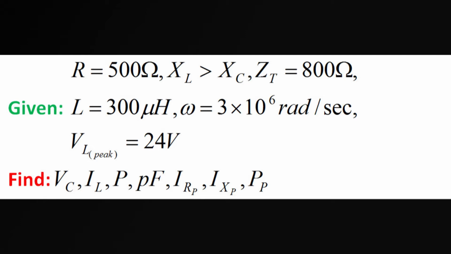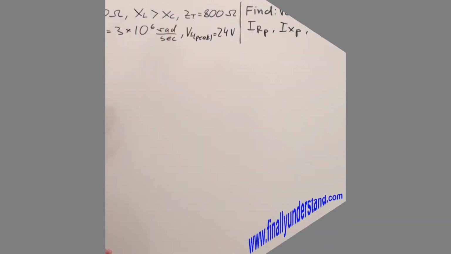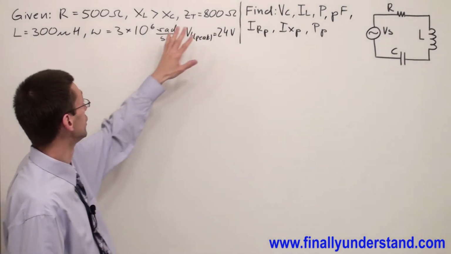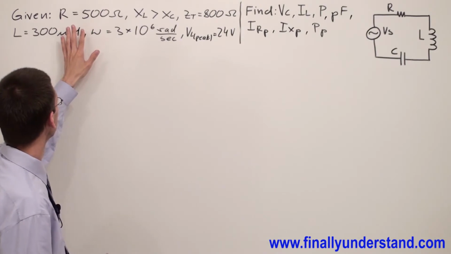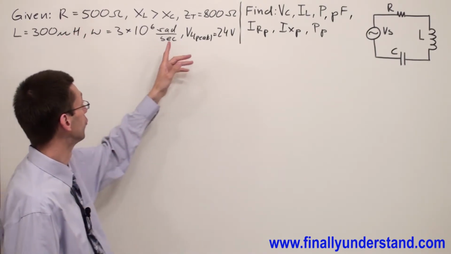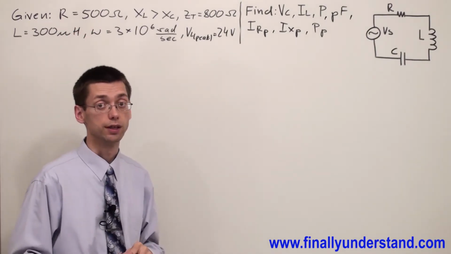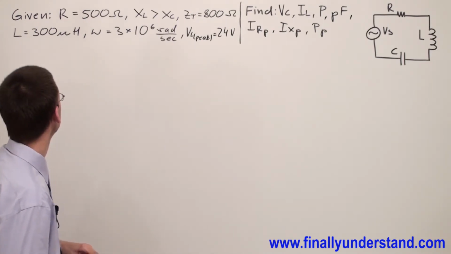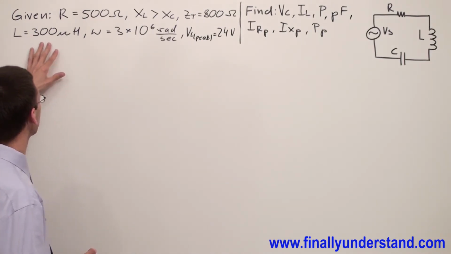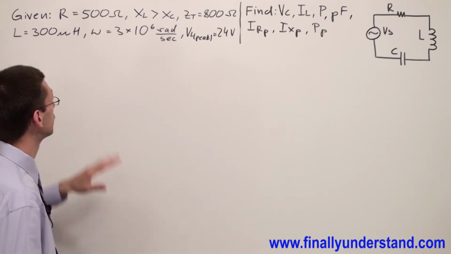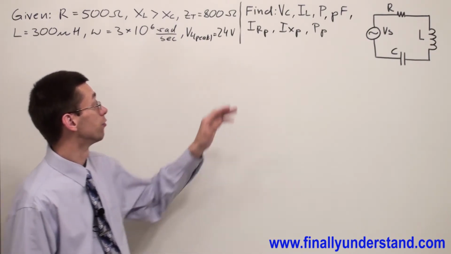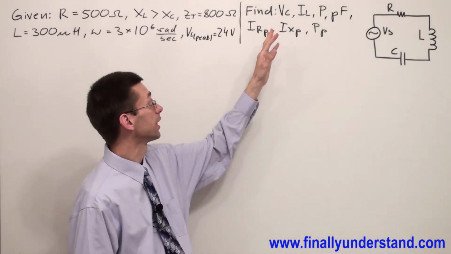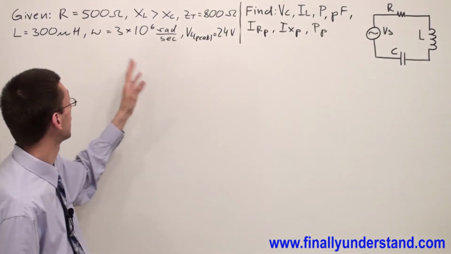We have another example on the board. Please notice that we have given Z total, we have given resistance, we have given also voltage across the inductor, and we have given inductance. So what we can do first? In order to find voltage across the capacitor, I'm supposed to find the capacitive reactance.